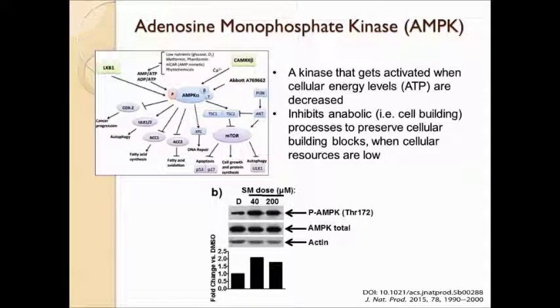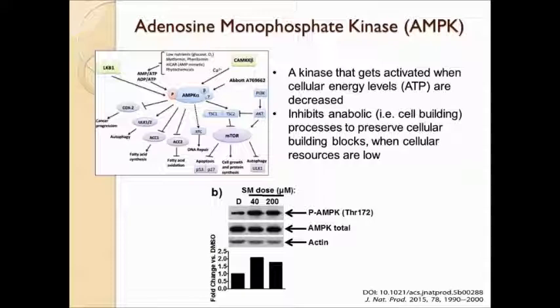So we turned our attention to adenosine monophosphate kinase. This is a really cool enzyme in that it receives signals for the cellular nutrient status. It gets activated when cellular energy levels or ATP levels are low, and it inhibits multiple downstream targets, including mTOR. The mTOR pathway says, when there's a lot of nutrients, build, build, build, and grow. But when energy levels are low, AMP kinase shuts down mTOR. And we noticed that silymarin at a couple of doses could activate AMP kinase.